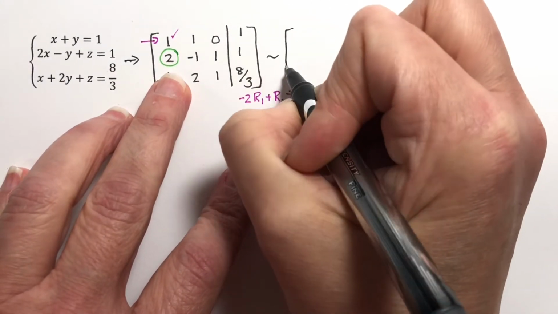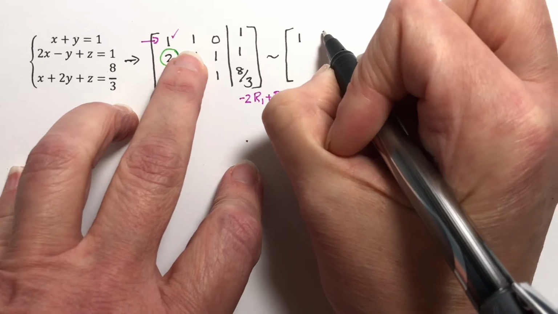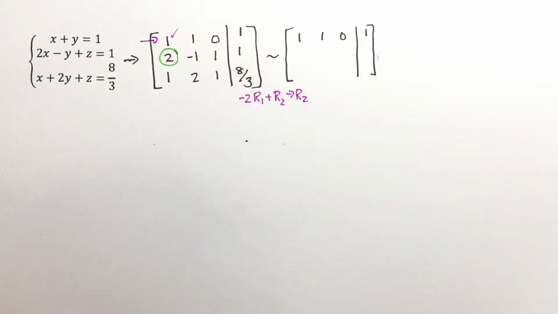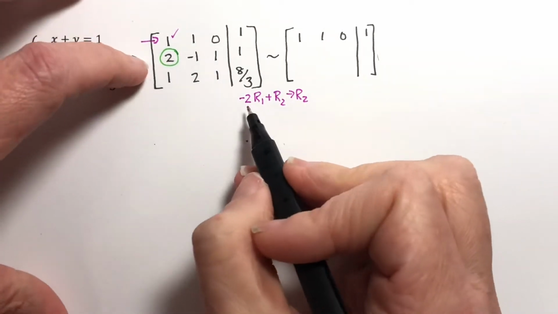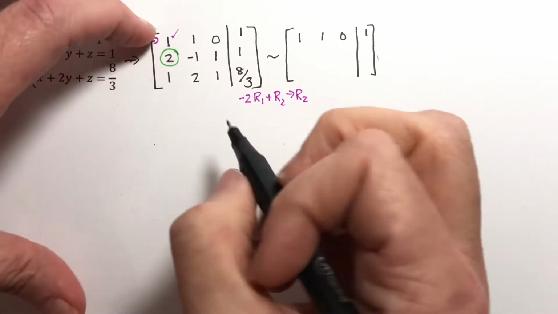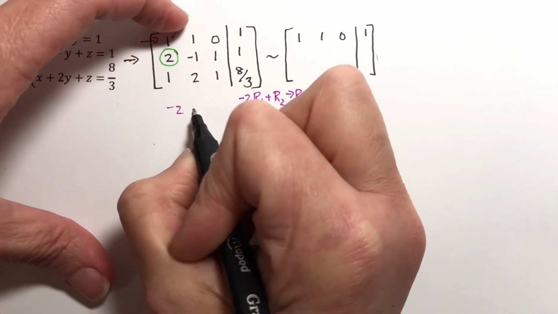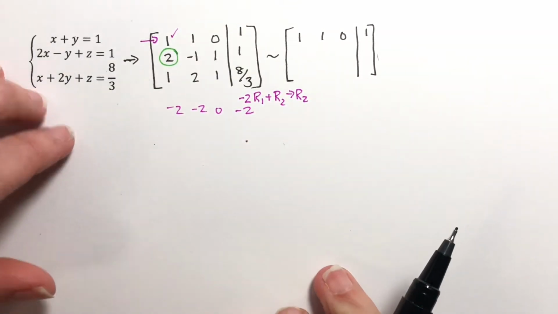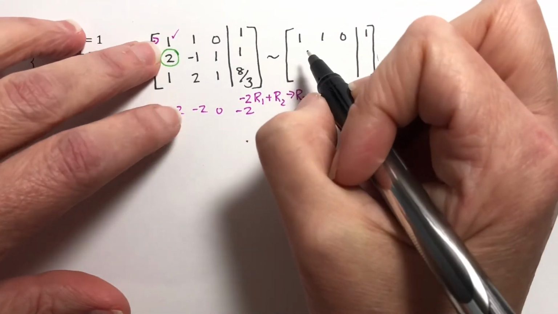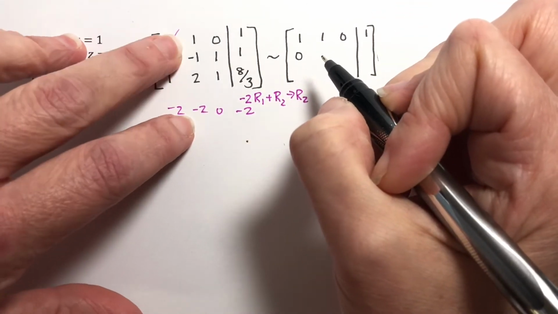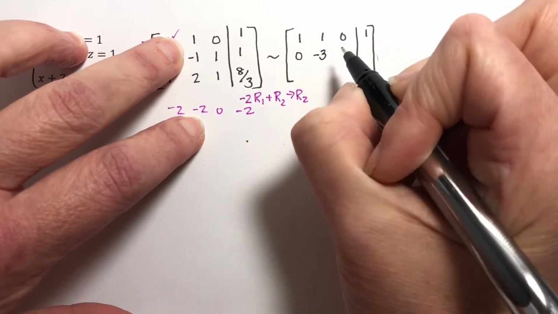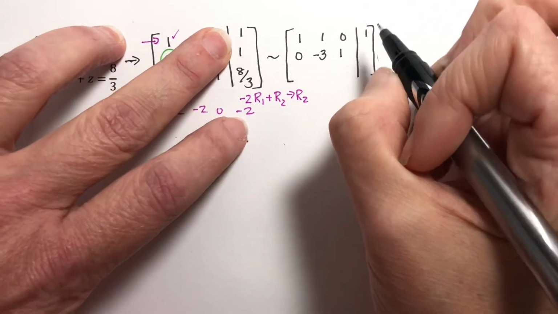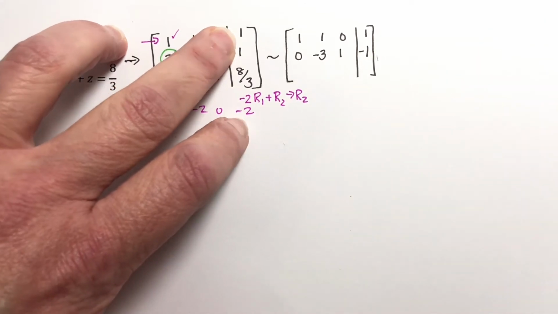Okay, my row 1 is not going to change, so I'm going to go ahead and recopy that. Okay, and -2 times row 1 would be -2, -2, 0, -2. So this is -2 plus 2 plus -2, which is 0. -1 minus 2 is -3. 0 plus 1 is 1. 1 minus 2 is -1. Okay.